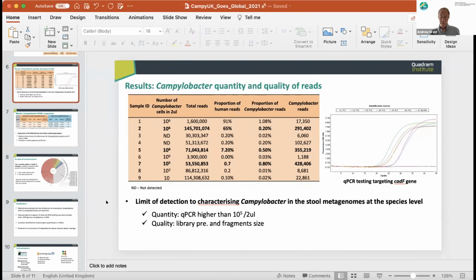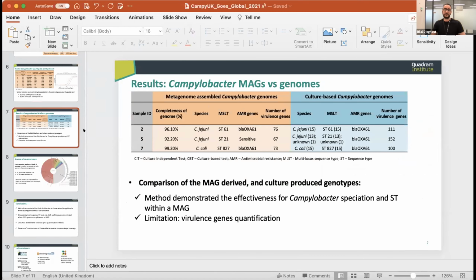And finally, a quick question from Brendan. What do you define as a virulence gene in your table? Sorry, can you repeat that question, please? What do you define as a virulence gene? So virulence indicator genes are, for instance, the genes implicated in adhesion and also in motility and so on. We have more than 100 virulence genes. Okay, thank you.